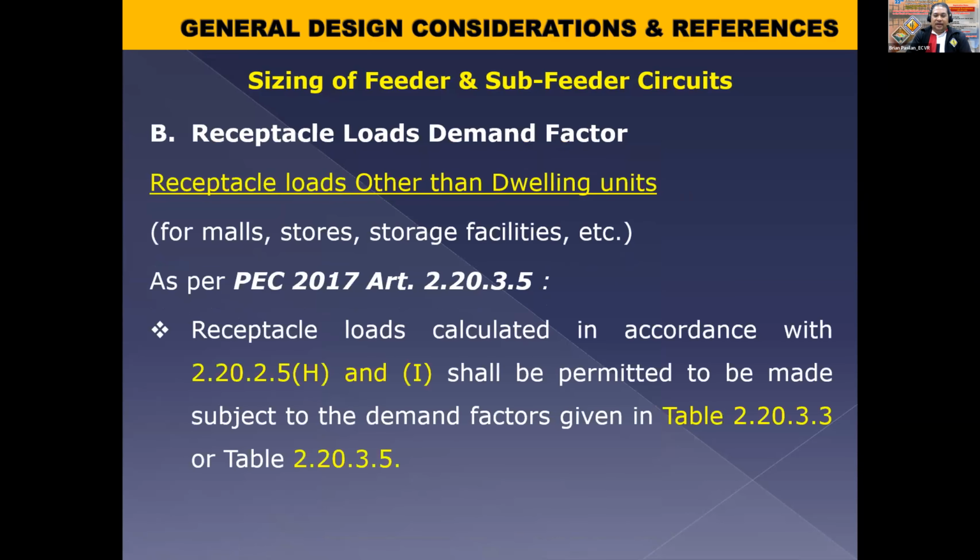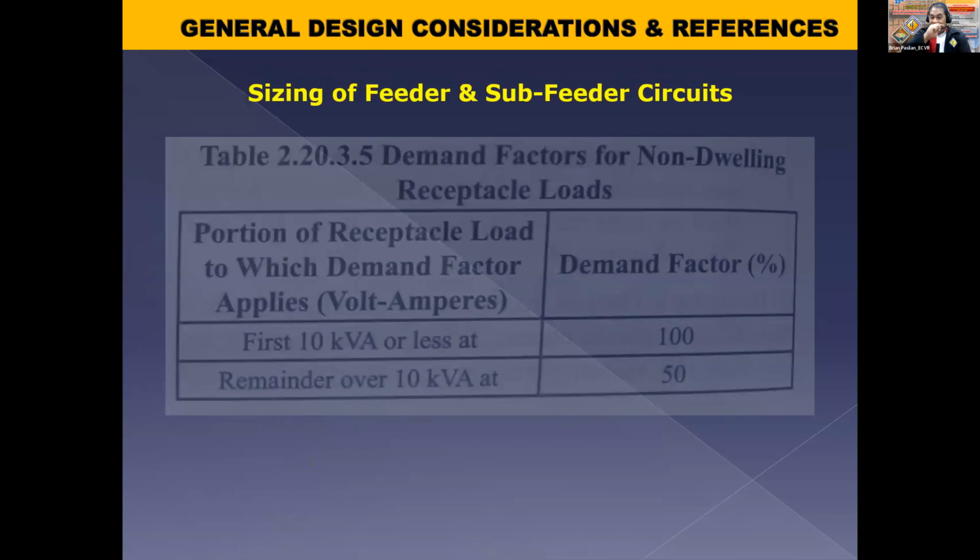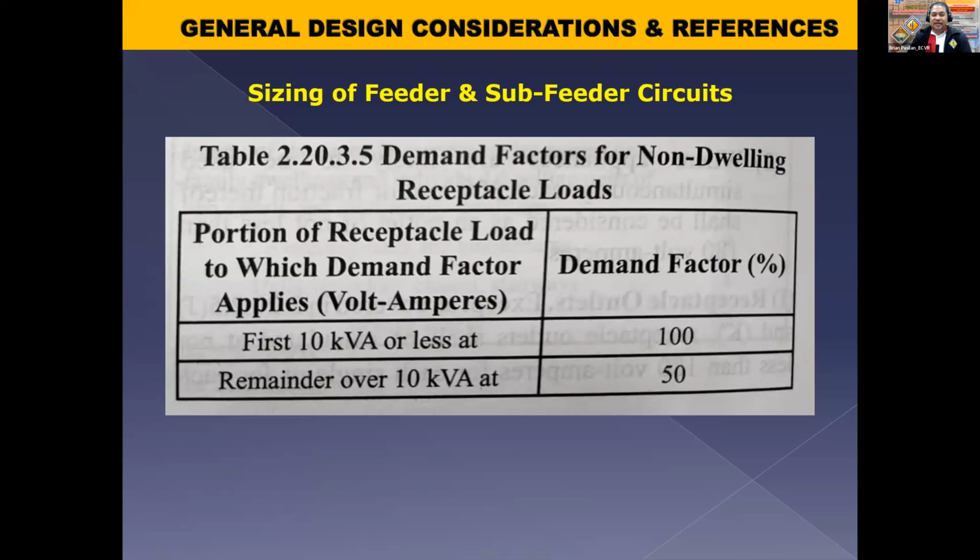Okay, so for GPRs, permitted to be made subject to demand factors given sa dito na table. Okay, ito yung sa mga outlets natin. So, for non-dwelling, meaning to say yung mga commercial, banks, offices, basta anything non-dwelling, ito yung kukunin natin. So for the first 10 kVA, 100% talaga siya. Then the remainder would be 50%.